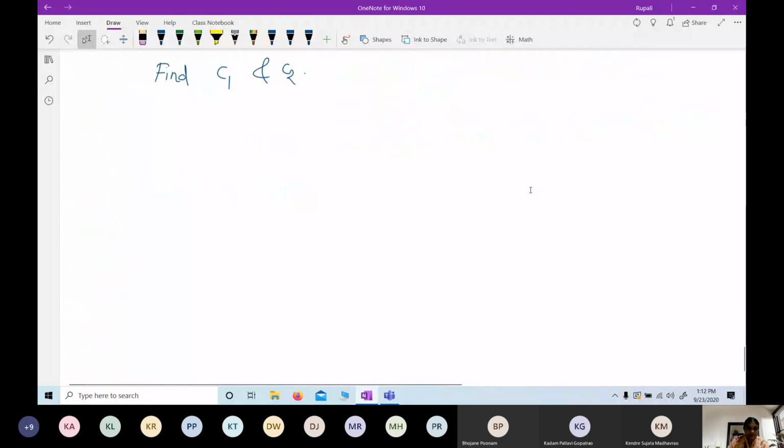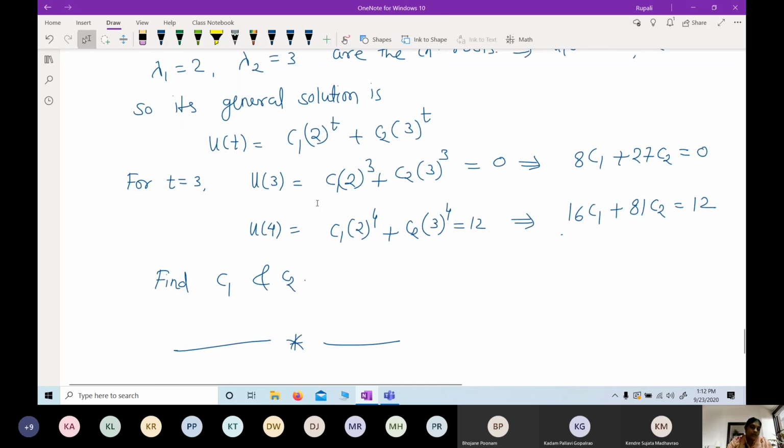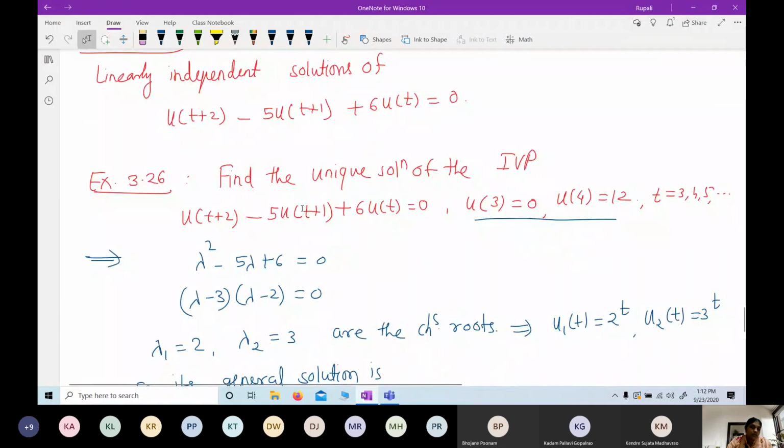Any doubt? So tomorrow we can start a new method, the annihilator method. Up to now we have seen how to solve homogeneous equations with constant coefficients. Now onwards we will see how to solve non-homogeneous equations. So if the RHS of equation 3.6 is non-zero, then how do we find its solutions?